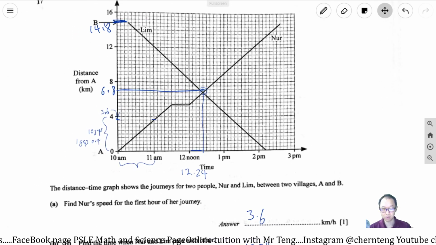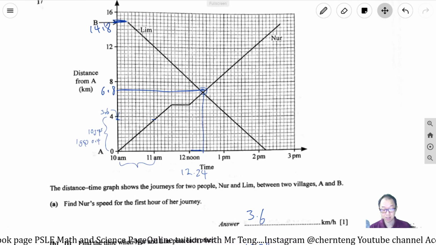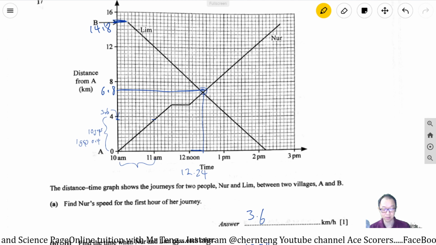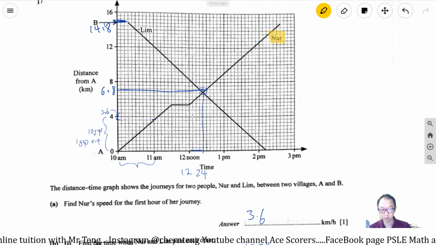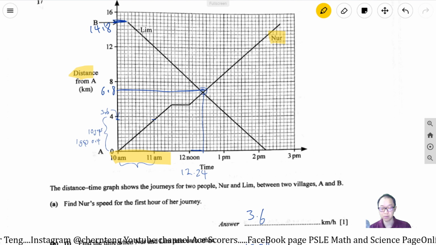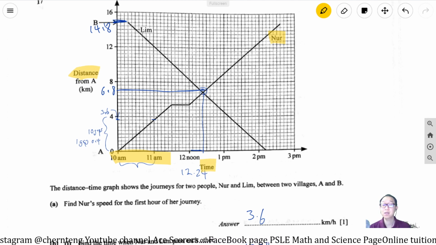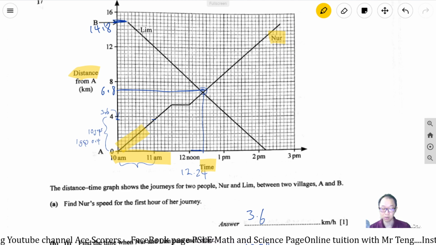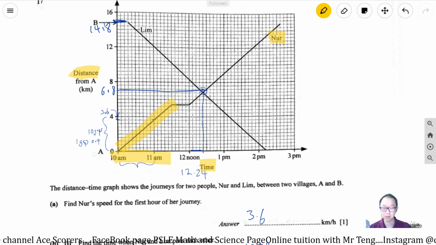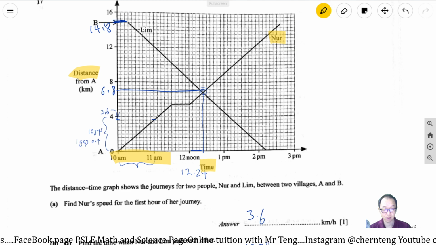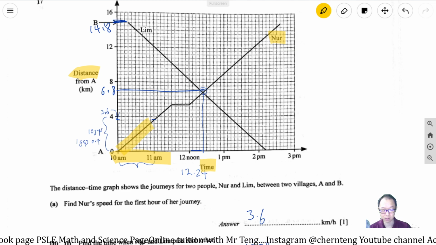Find Nor's speed for the first hour of a journey. I know the answer is here. Where is Nor's first hour? First hour is from here to here, from 10 to 11. This is what we call a distance-time graph. For a distance-time graph, to find the speed, you must find the gradient. So all we have to do is find the gradient of this. How to find the gradient? Sorry, I overextended too much. You just need to find the gradient from here to here.